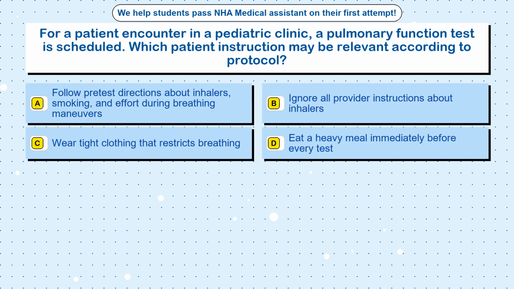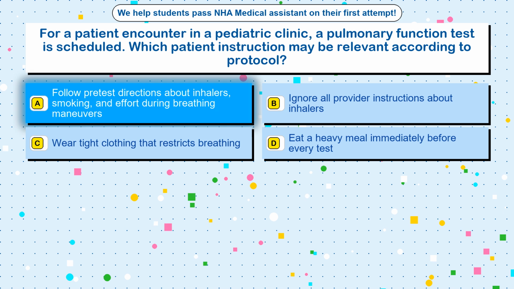Question 73. For a patient encounter in a pediatric clinic, a pulmonary function test is scheduled. Which patient instruction may be relevant according to protocol? Option A. Follow pre-test directions about inhalers, smoking, and effort during breathing maneuvers. Option B. Ignore all provider instructions about inhalers. Option C. Wear tight clothing that restricts breathing. Option D. Eat a heavy meal immediately before every test.